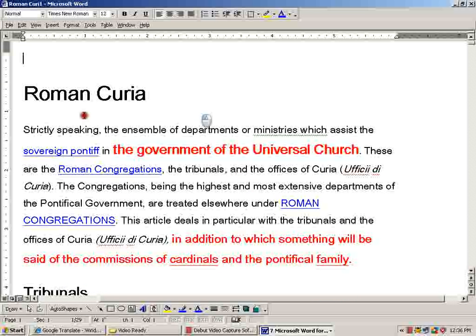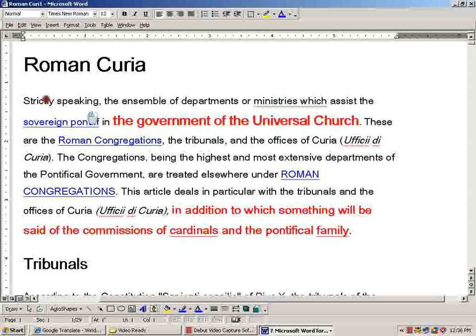So real quick, the Roman Curia, strictly speaking, is the assembly of departments and ministries which assist the sovereign pontiff in the government of the universal church.